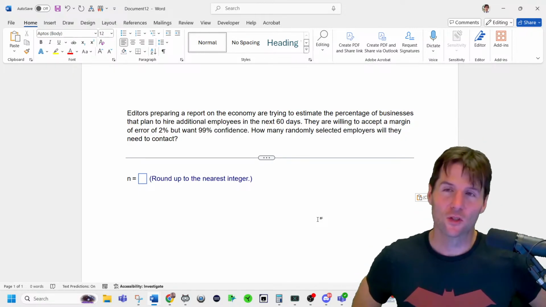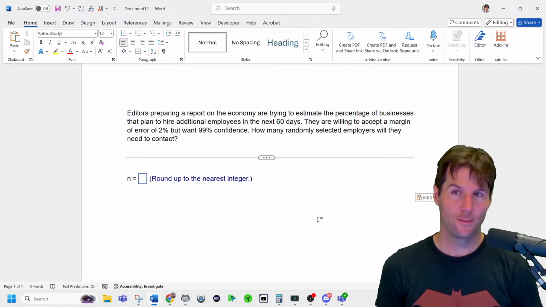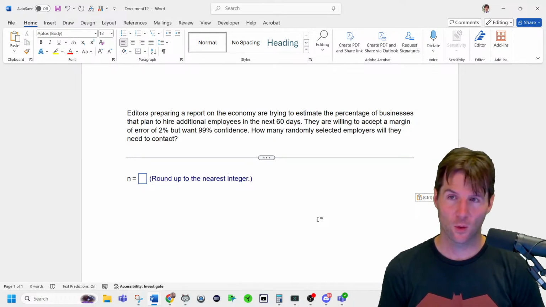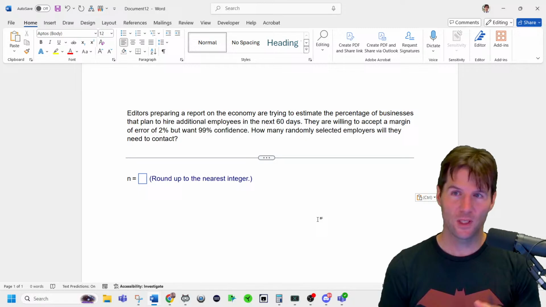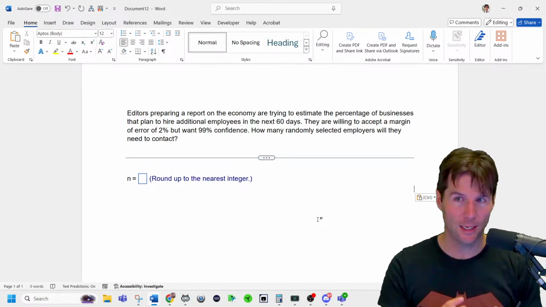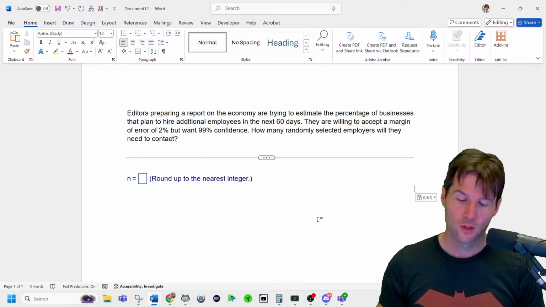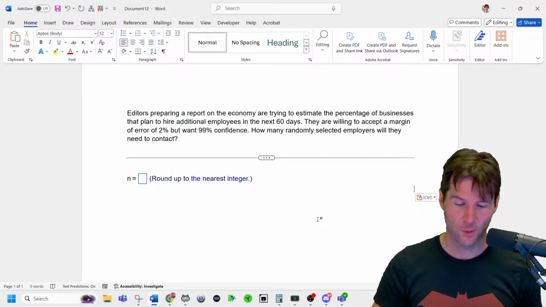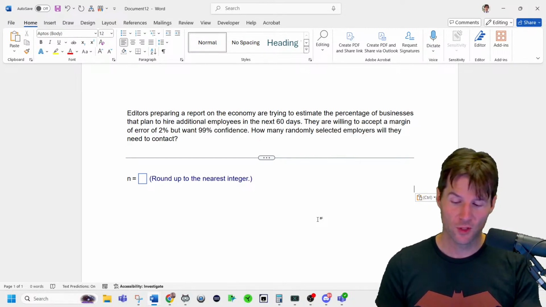Nice. So it's a proportions question. We talk a lot of times, are things quantitative or categorical? The question of will a business hire people is categorical. Will they hire? Will they not hire? Categorical question. So with this, they want a margin of error of 2%, and they want to use 99% confidence.